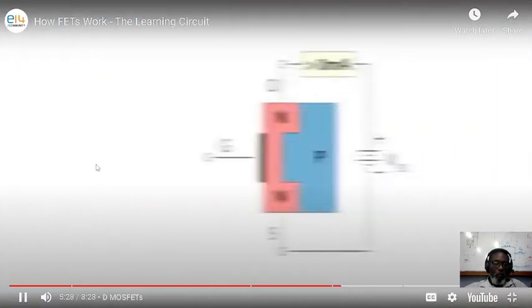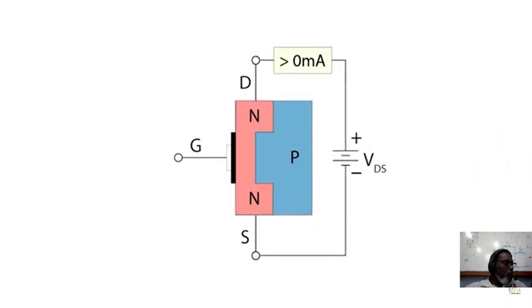Let's look at an N-channel DMOSFET. Like in a JFET, the drain and source are connected by a channel.